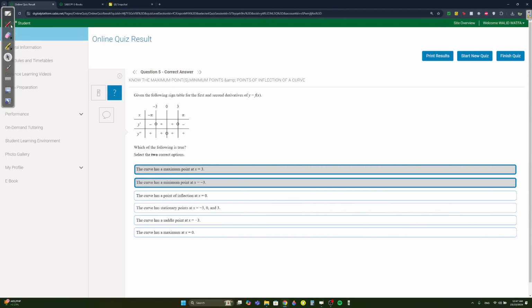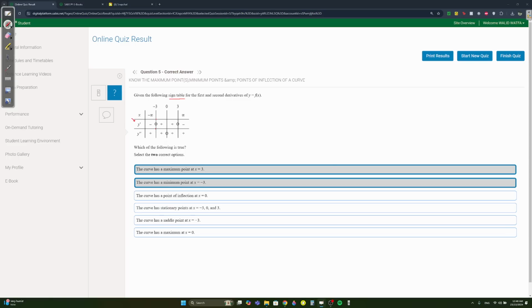Okay. Here, so they were nice with you. They gave you a curve, f of x, and they gave you the table of sign. So they gave you that y prime is negative before negative 3, positive, whatever they gave you. Y double prime, this. Okay, what can we deduce? Let's see.